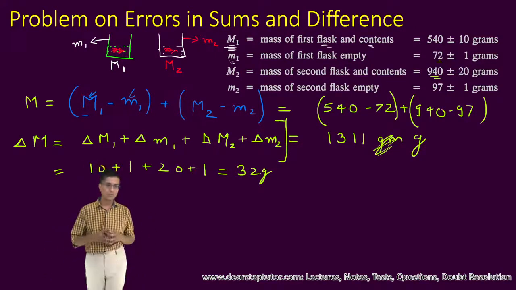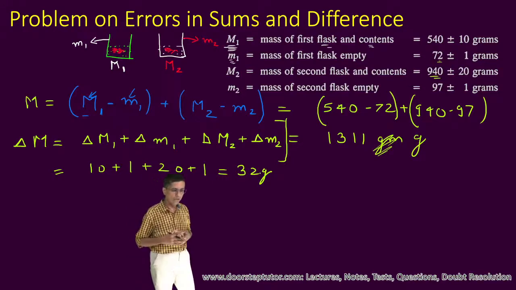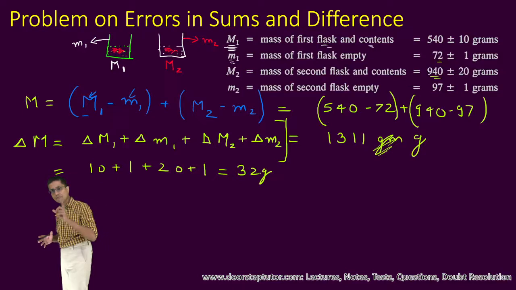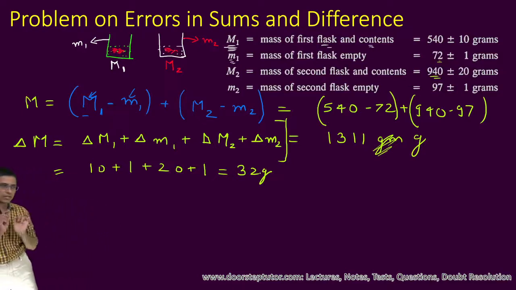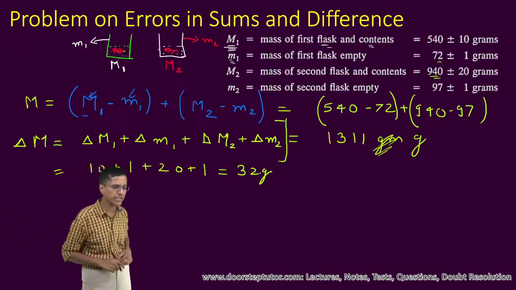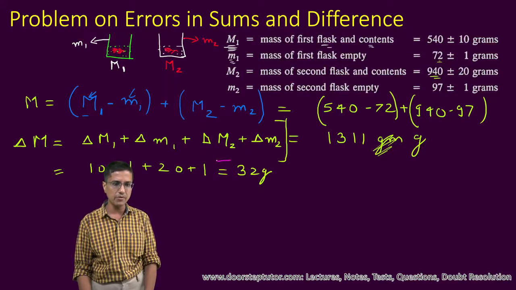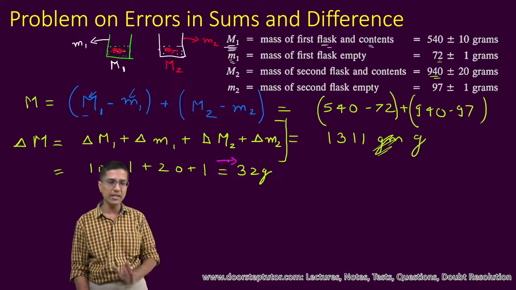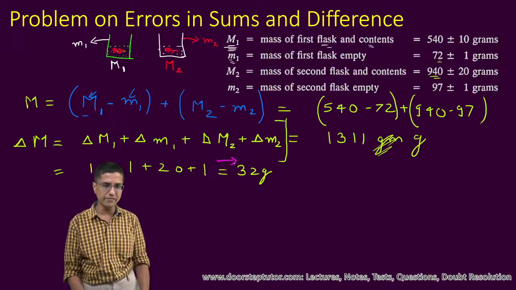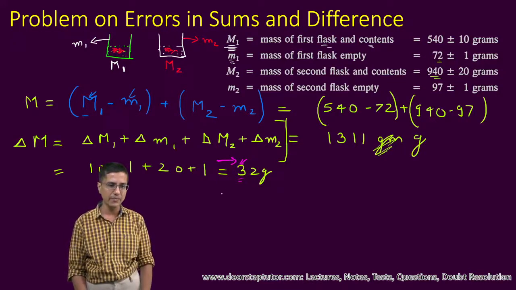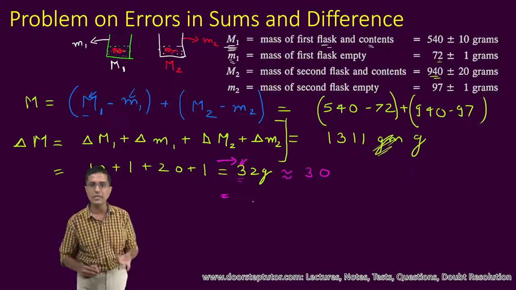Now what we have studied in the previous classes is that we would always express the error in one significant figure only. We will never express it in two significant figures. And what is the significant figure? We know that the first significant figure we can find by starting from the left hand side and looking at the number. The first non-zero number that I have, which is 3 in this case, I will keep that. Others I will make 0. So this error we will express only to one significant figure. So this becomes 30 gram.